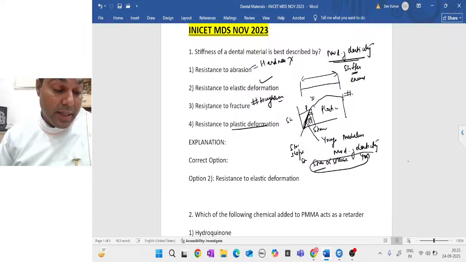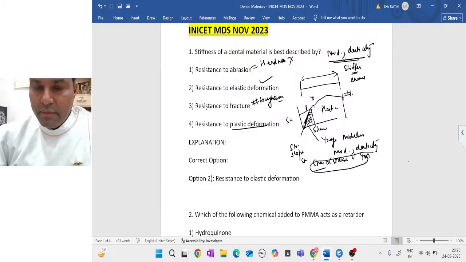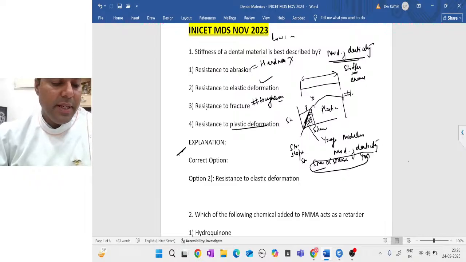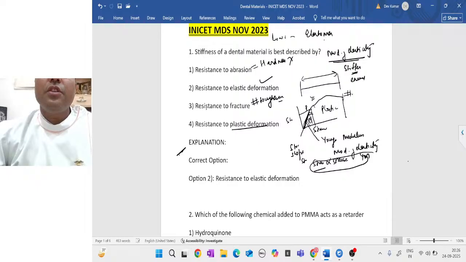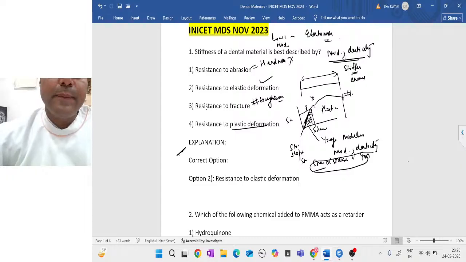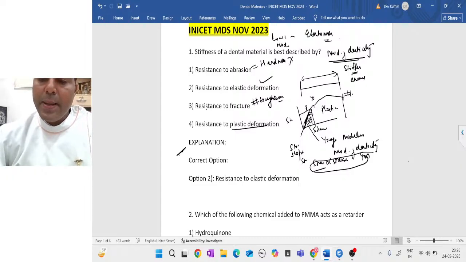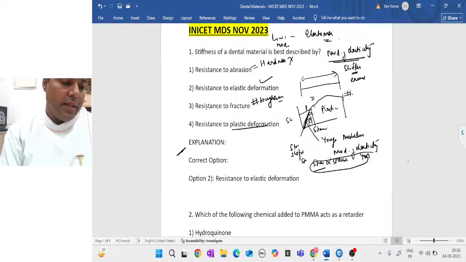Okay. And if I say a material with a low modulus of elasticity, that means it will be more flexible, less stiff. For example, elastomers; any softer materials will have a low modulus of elasticity. I hope it is clear. Okay, clear? Okay, next question.